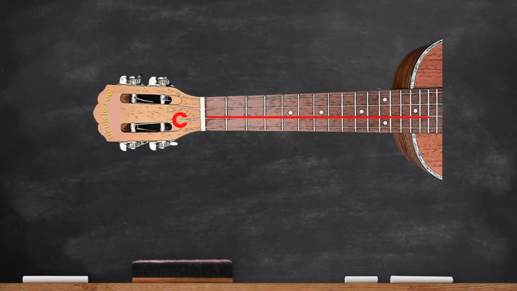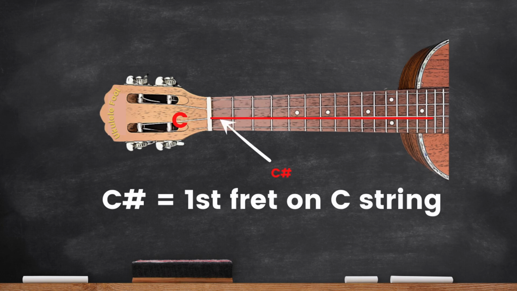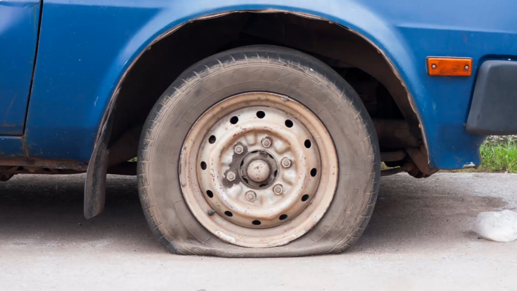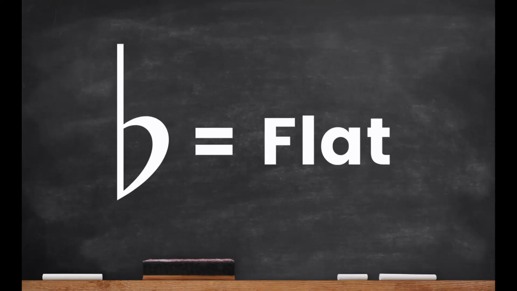On the ukulele, this is an open C string. A C sharp is on the first fret of the C string. You can also play a C on the 3rd fret of the A string, and C sharp is the 4th fret of the A string.